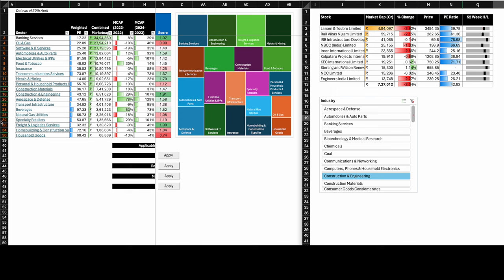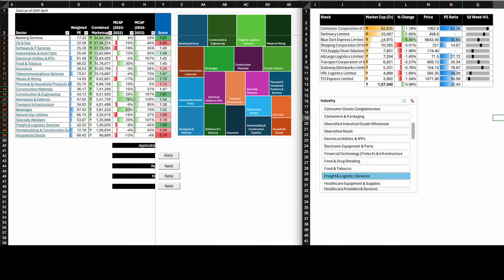Let's check freight and logistics. Up 45% last year. Minus 9% in the previous year. Container Corporation of India is the largest company, near 52-week high. It was up today also.